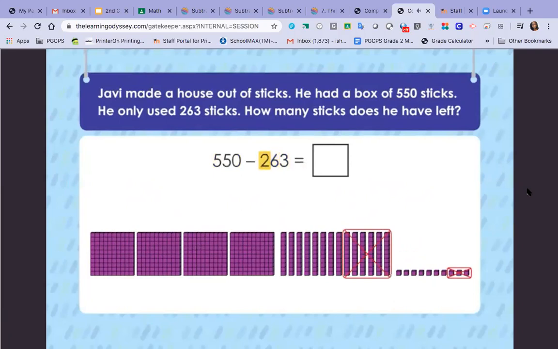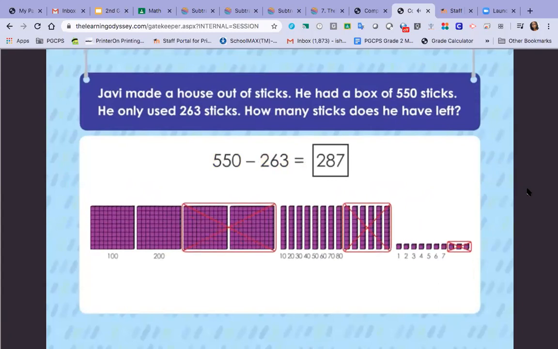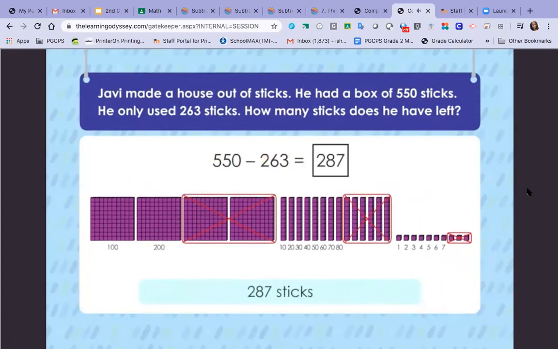And finally, subtract 200 by crossing out 2 hundreds. So what's left? Count the remaining blocks. 100, 200, 10, 20, 30, 40, 50, 60, 70, 80, 1, 2, 3, 4, 5, 6, 7. 287. Javi has 287 sticks left. Perfect. That's the same answer we got when we subtracted using a number line. So now you know 2 ways to subtract larger numbers.